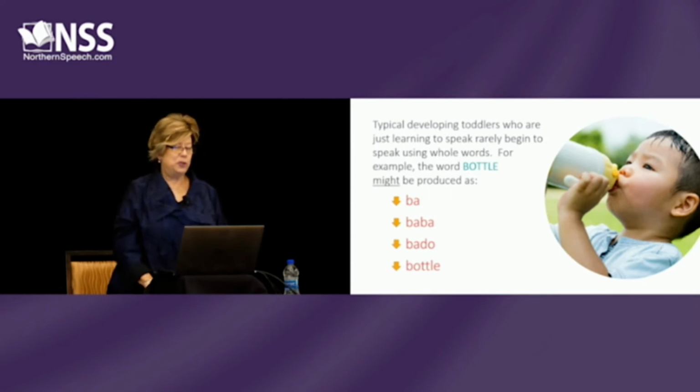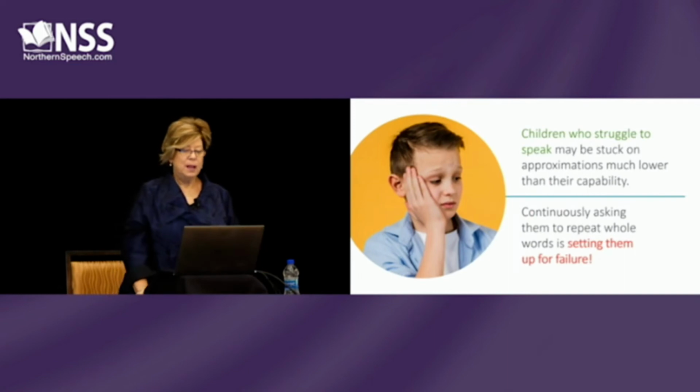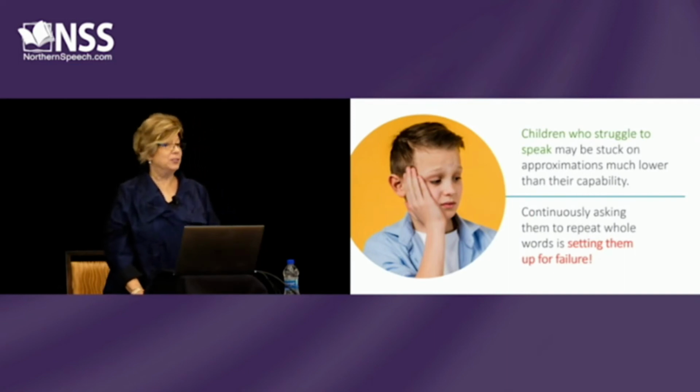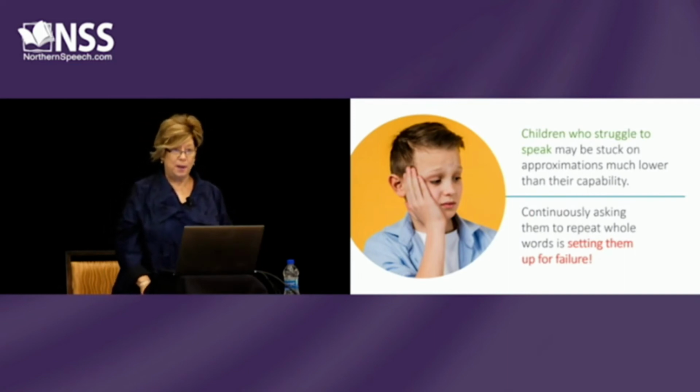And this is not any true type of hierarchy, it's just examples of how children simplify the motor plans of words right off the bat and do them the way that they can best manage them on a motor level. But the children who struggle to speak don't necessarily go through these simplifications of adult forms of words and get to the full target on their own. And that's where we come in. We need to help them to get to that target.